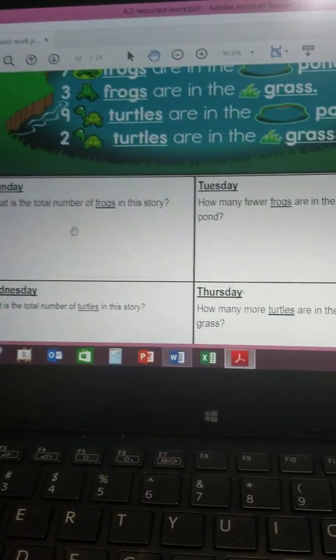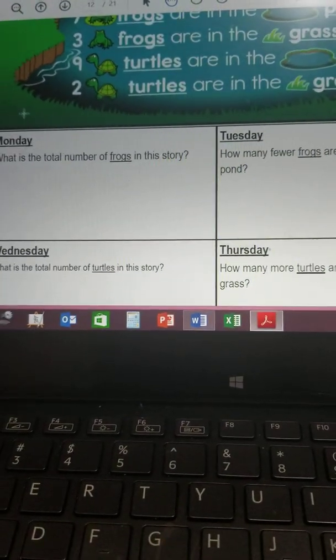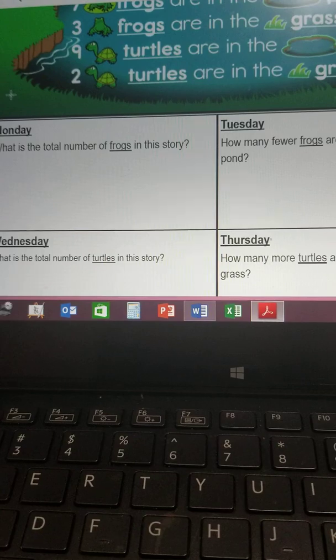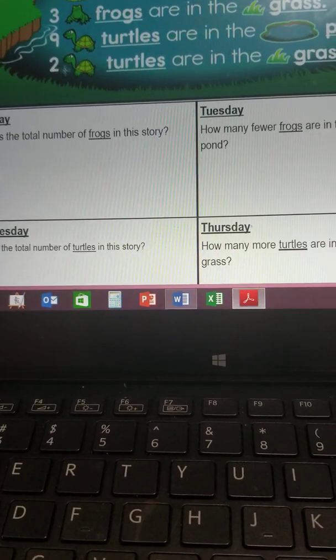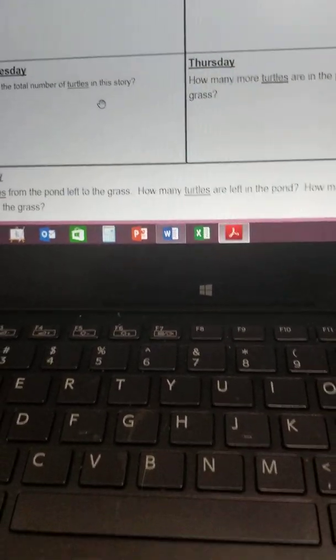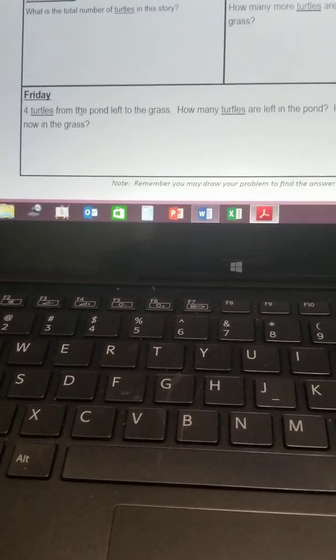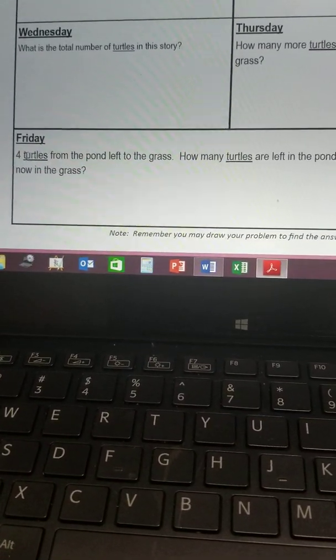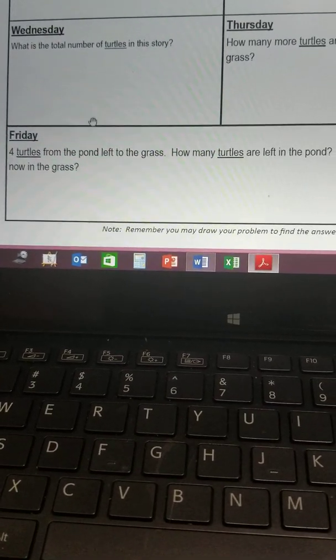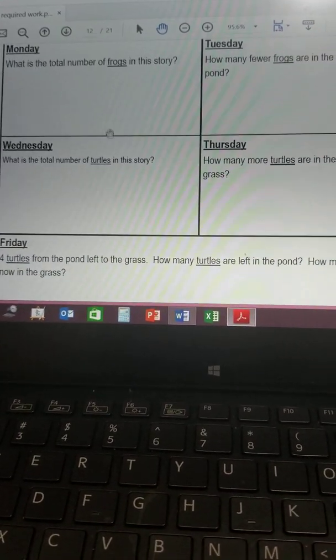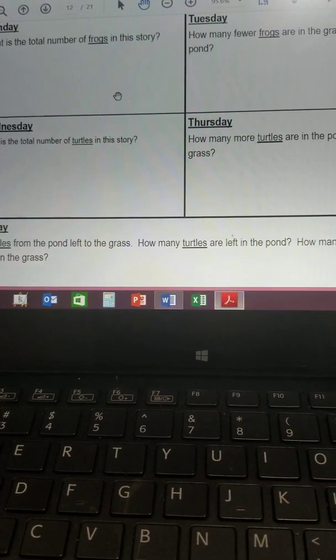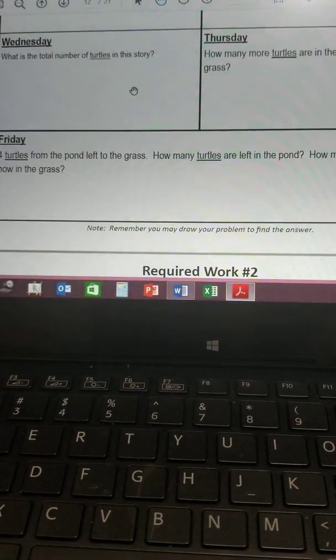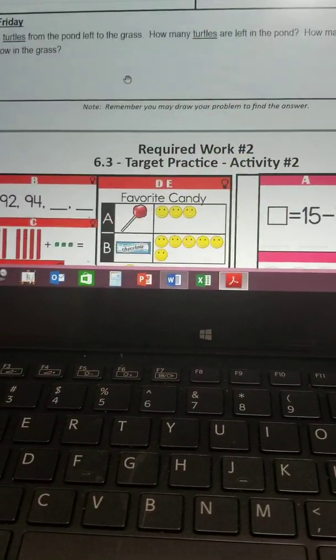So don't forget when you're looking at the turtles that went on the grass, you have 4 that left the pond, and you had 2 that were already there. So this is like 2 questions in one problem. Remember to be super careful about reading whether you're looking at the number for turtles or frogs. You don't want to get those numbers confused. I saw a couple of you do that with the last problems or last week's problems.